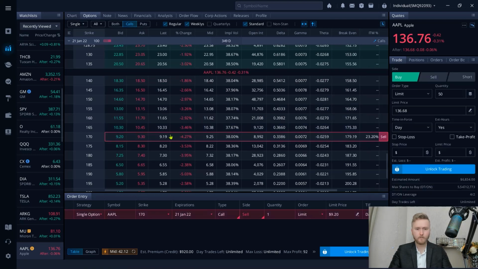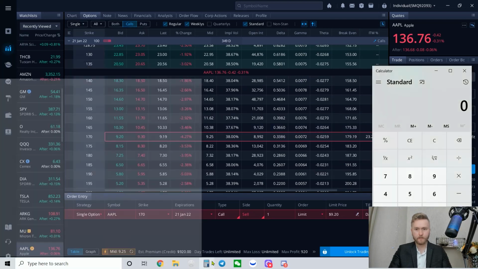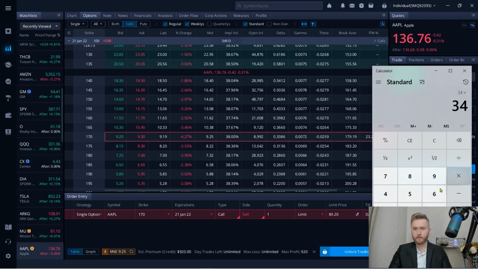$170. So the $170, the delta is only 34. So go back to our calculator. So if we get 34 shares for a normal price would be $136. That's $4,600. And here it's only going to cost us $920. So you can see that right there. So that's just going to save a lot of money. So really it's going to depend, and that's going to be a better deal.